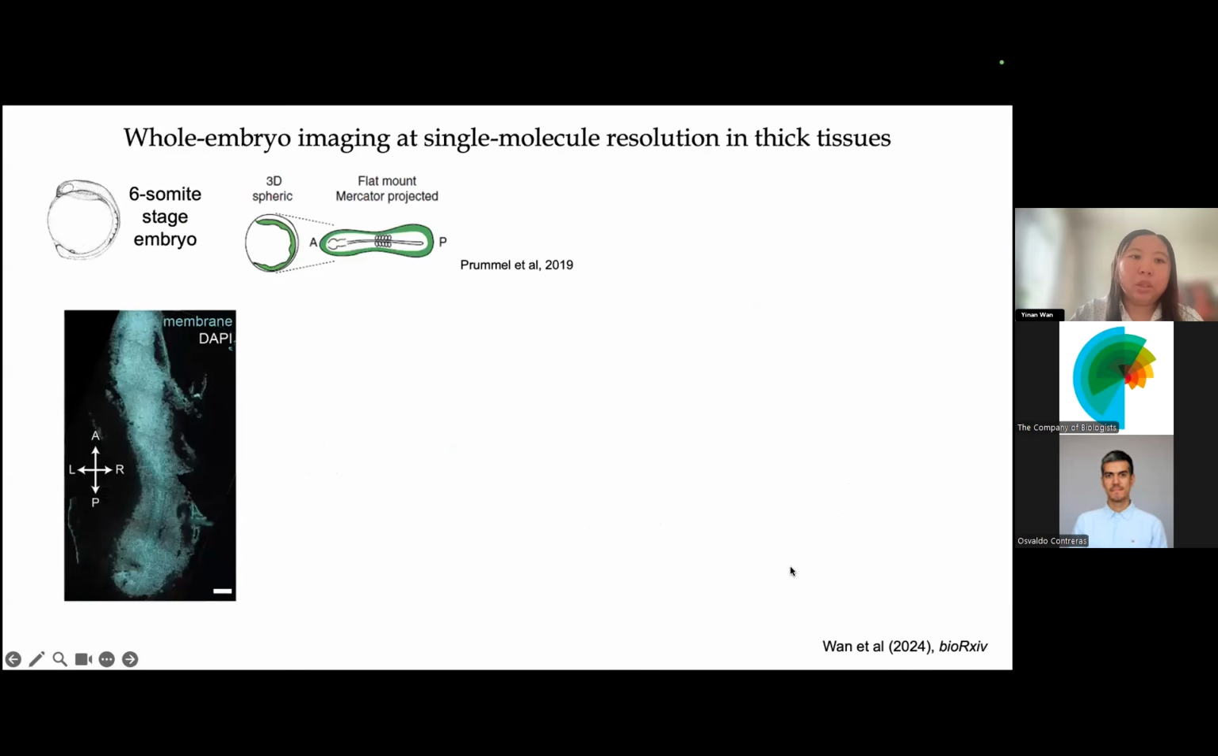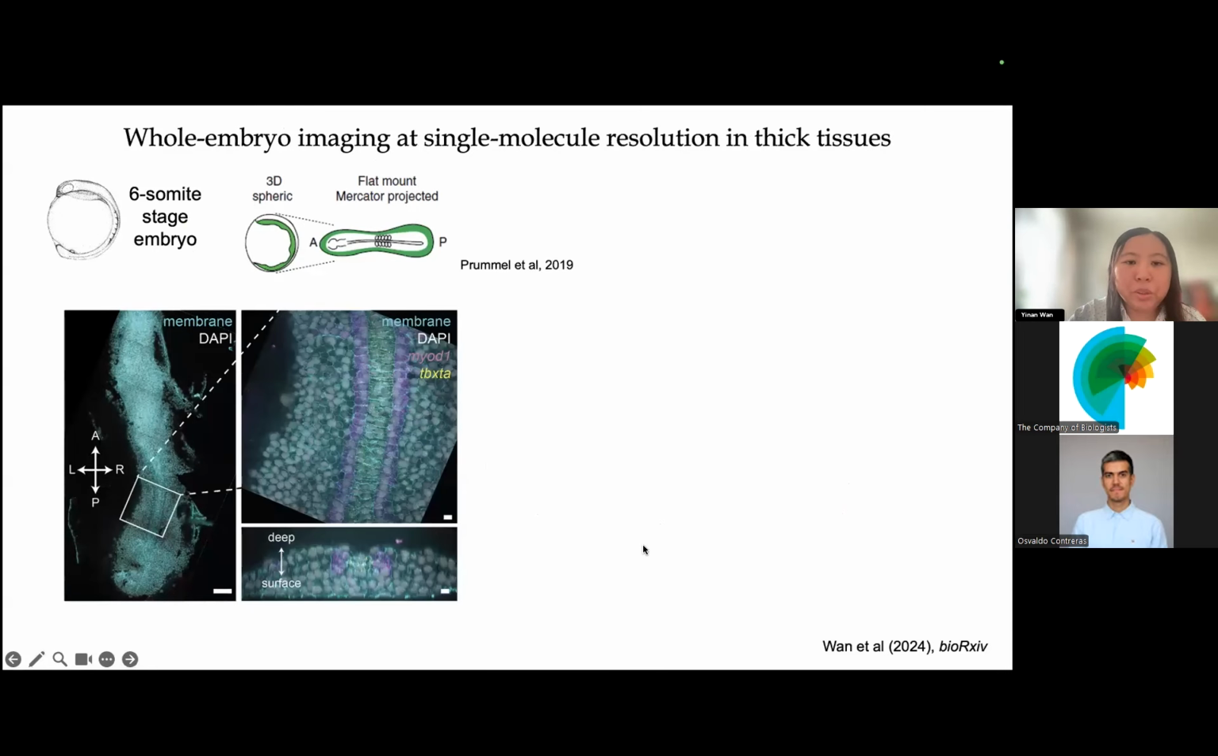This is what the data looks like. Take the 6 somite stage embryo as an example. Here's an overview of the embryo. If I zoom into a single field of view, you can see the tissue architecture is largely preserved. Here's an XZ cross-section of the sample where the scale bar is 10 microns. You can see we can image hundreds of microns into the tissue without losing signal.